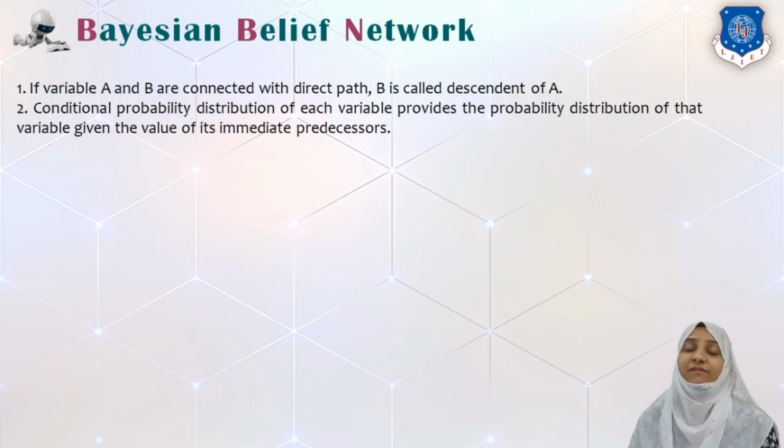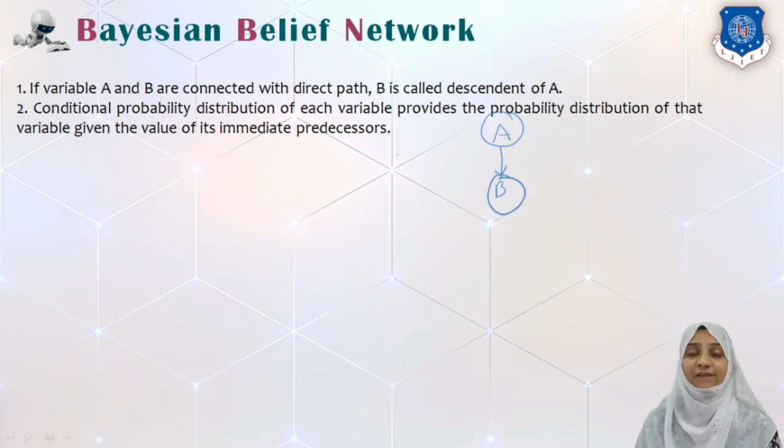Let us consider that there is a variable A and a variable B which are connected with a directed path. Now in this path, variable B is called a descendant of A. If I draw this diagram this way, there is an event A and there is an event B. Now, A is an event which is nothing but an independent variable, and B is also an event which is nothing but an independent variable. But if they are connected with a direct path, we say that B is a descendant of A, or A is a predecessor of B.